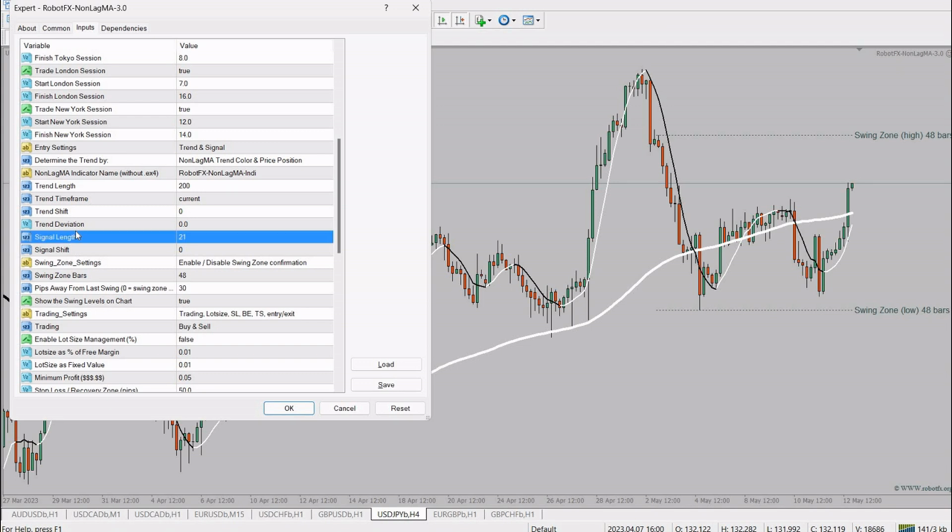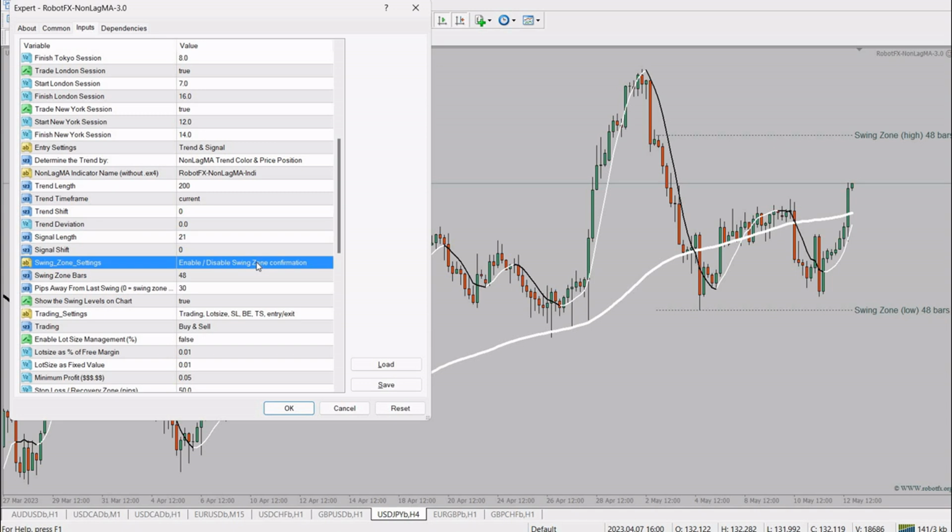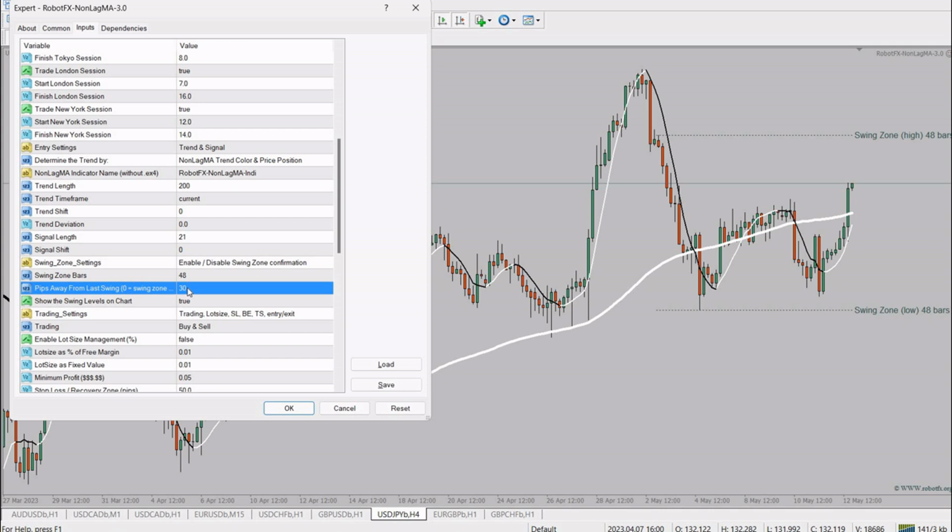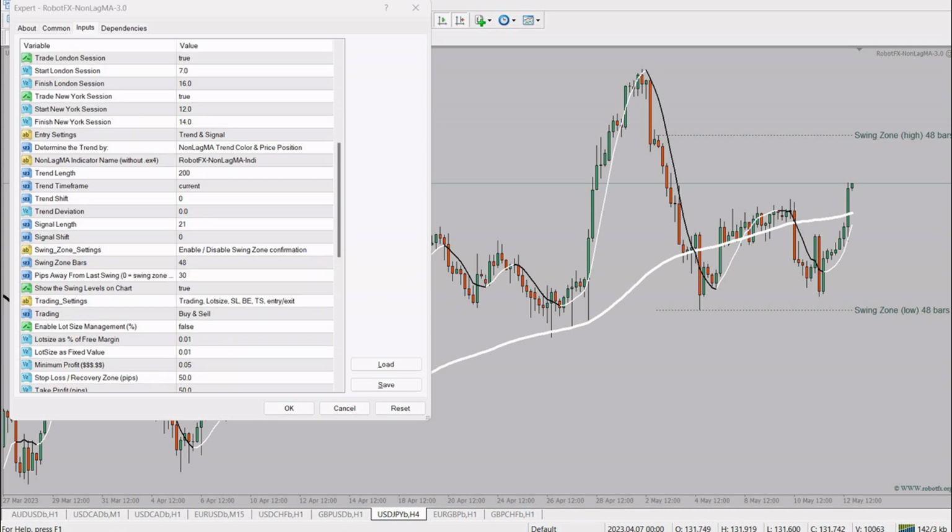Now the signal has only 2 settings, and those are the signal length and the signal shift. We don't need the signal to move up and down, so we don't make use of the deviation as the trend indicator does. And this is about the trend and the signal settings. And next are the swing zone settings, which is a filter to confirm fake entries. And it has only 2 inputs, the swing zone bars and the pips away from the last swing, which is a value in pips.